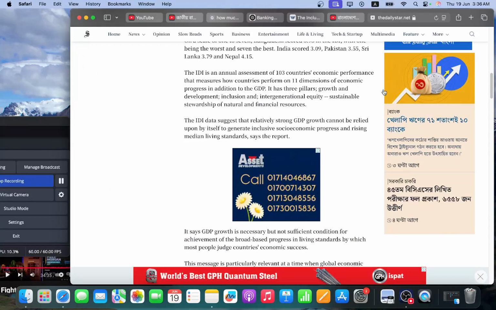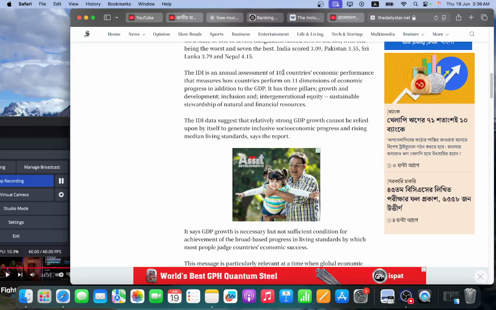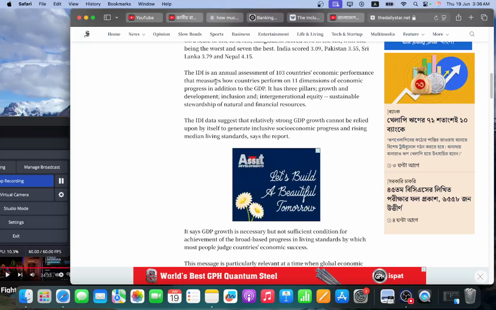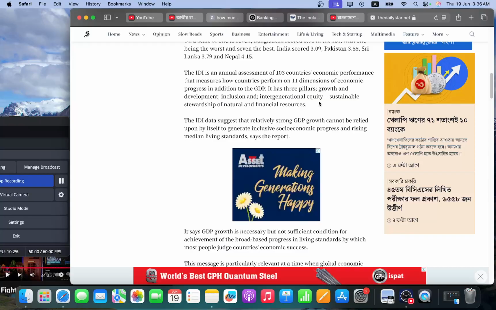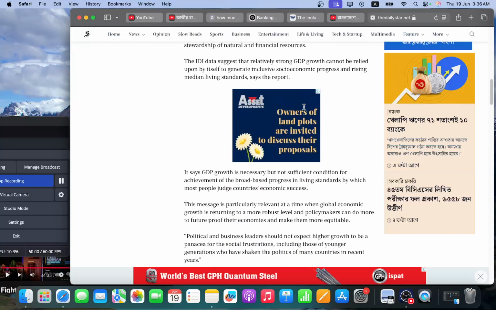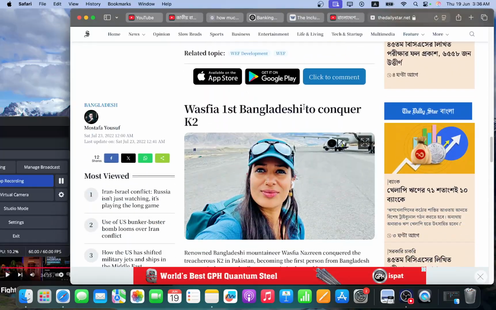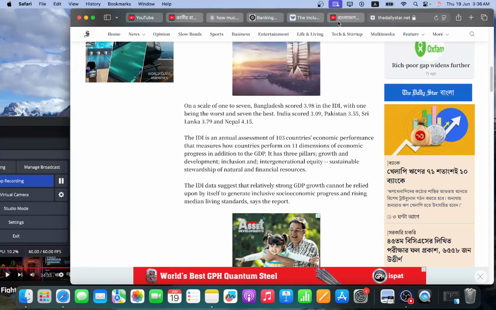The annual assessment of 103 countries, now 107 countries, economic performance that measures how countries perform on 11 dimensions of economic progress in addition to the GDP. It has 3 pillars: growth and development, inclusion and intergenerational equity, sustainable stewardship of natural and financial resources. Someday I will read more on that, but not today.